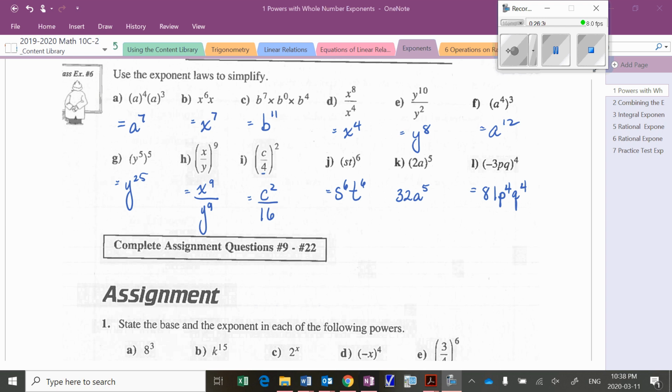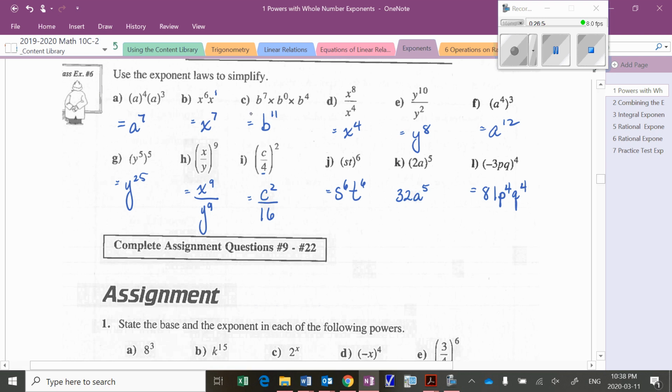Okay, let's take a look at A. So here I'm multiplying powers that have the same base, so A times A times A times A times A times A times A. So altogether we're looking at A to the 7th. X to the 6 times X. Remember that's the same as X to the 1. And so in that case we've got X to the 7 for the same reason when we expand that out.